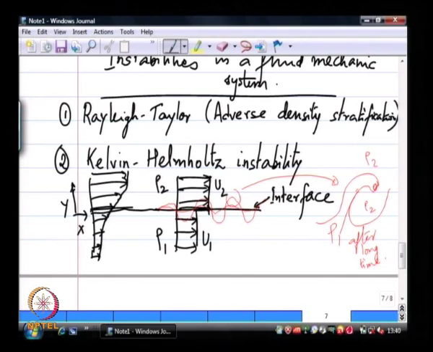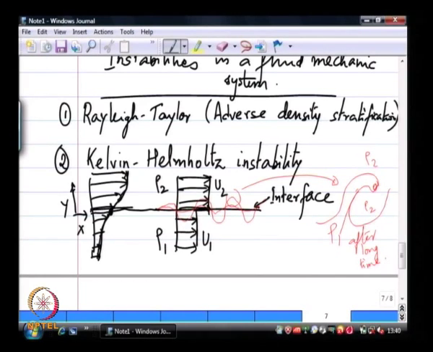Okay. The answer to that is that you will find that because this kind of velocity profile has an inflection point, that inflection point is sufficient to ensure that this velocity profile will be unstable. Okay. So, where do I actually see something like this?